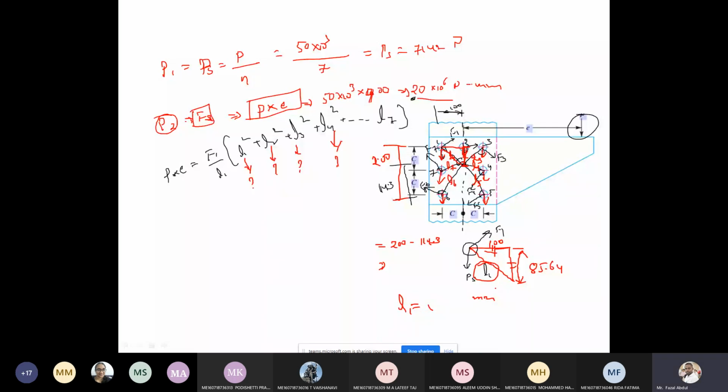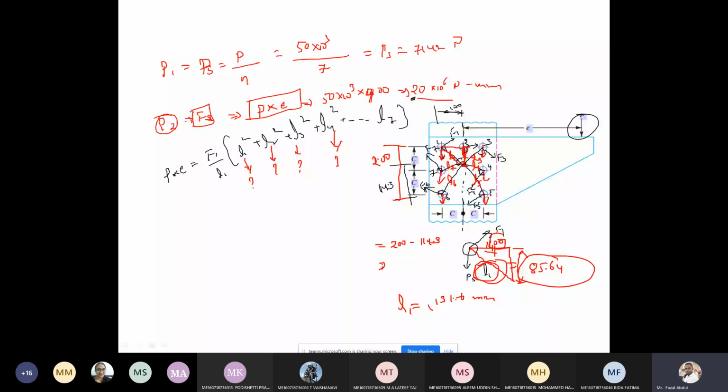Make it fast. There is nothing new here, all are known. Apply the Pythagoras theorem. There are three sides, two sides you know, and the unknown L1 value we don't know. Tell me the L1 value. What is L1? 131.6. Very good.